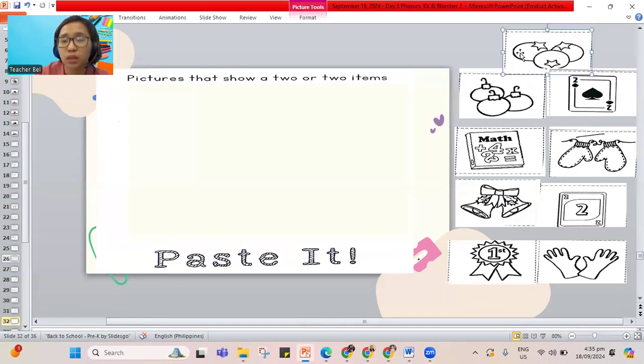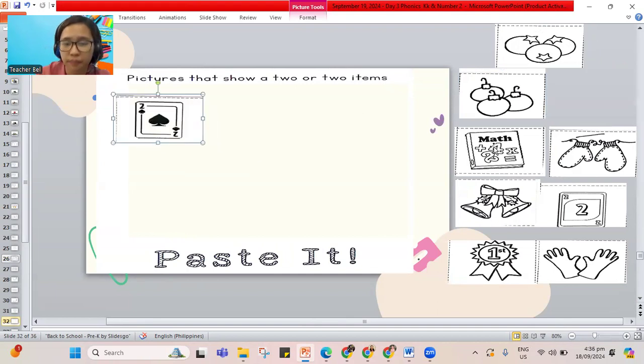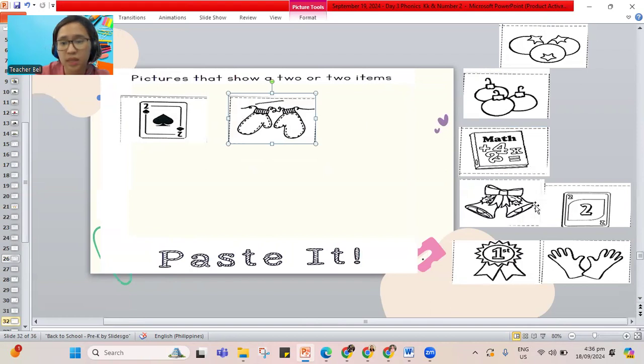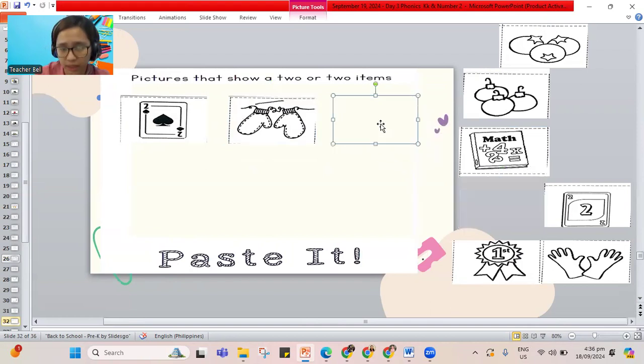So let's check the blueberries. 1, 2, 3. That's 3. That's not number 2. The ornaments. 1, 2, 3. Not also 2. That is 3. The car. Does it have 2? Yes. Let's put it here. There is only one book. We don't need that. How many mittens? 1, 2. We need this. How many bells do you see? 1 and 2. That is correct.